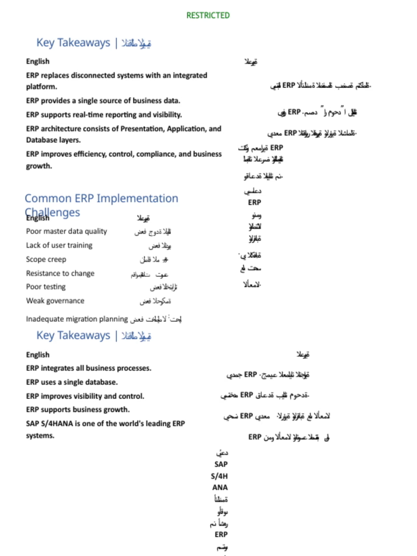Let's talk about ERP, Enterprise Resource Planning, and why it's so crucial for businesses today. ERP brings all your processes together into one integrated system, using a single database. This means better visibility, tighter control, and real-time insights that support growth. One of the top ERP solutions out there is SAP S/4HANA, known for its power and flexibility. But implementing ERP isn't without challenges. Things like poor data quality, lack of training, and resistance to change can trip you up. Planning and governance are key to success.